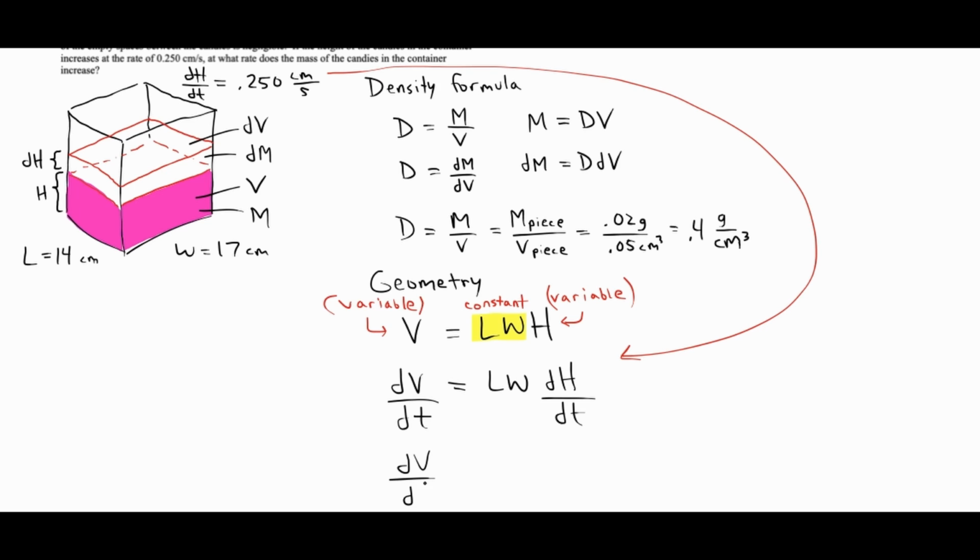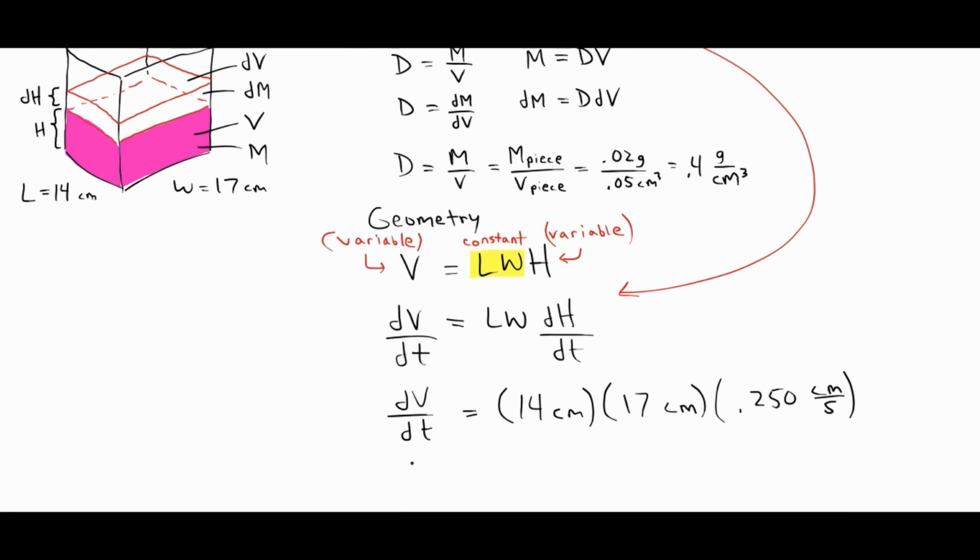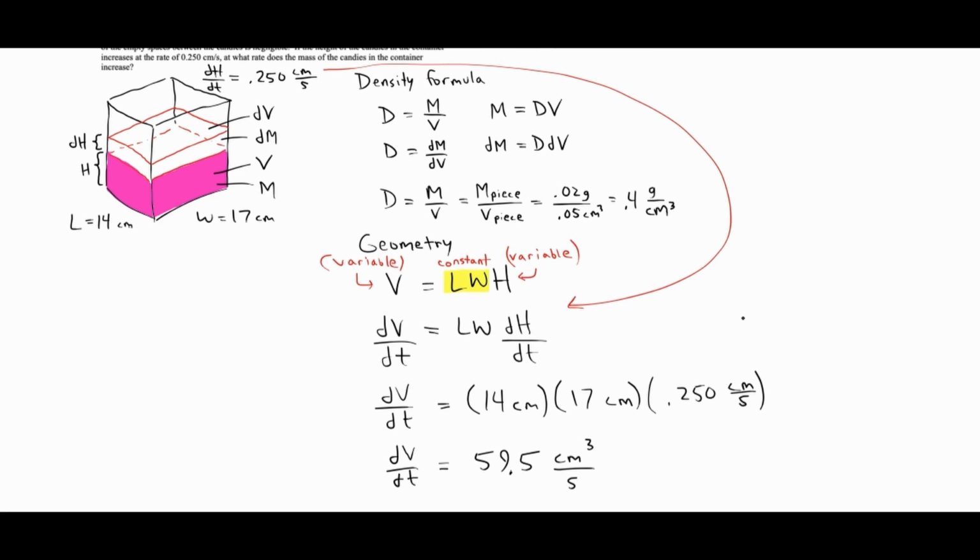So dV over dt then is 14 centimeters times 17 centimeters times 0.250 centimeters per second. I get 59.5. It's going to be centimeters cubed per second. So now we know how the volume in this container is changing. There's just one more step to do here.